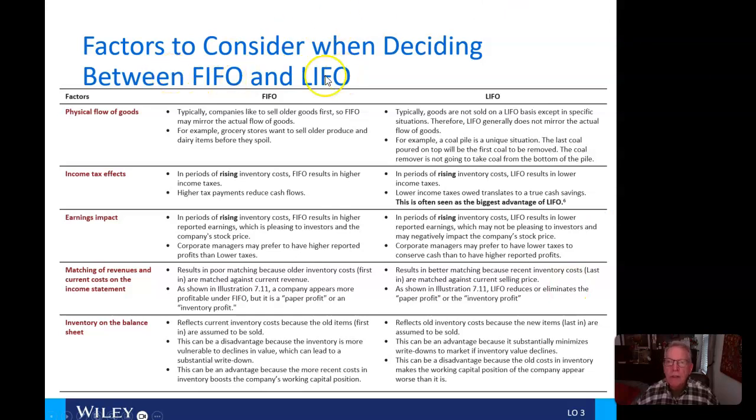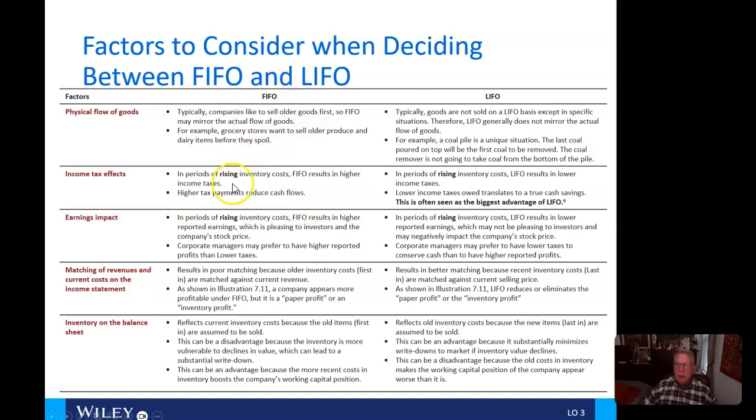And so the factors to consider then are typically whether we sell older goods first, the physical flow of goods. Grocery stores, for example, are always going to use FIFO. But in reality, the physical flow will always be that because they don't want to keep old product that's going to deteriorate with age. And you can read this on your own. You don't need me for this.